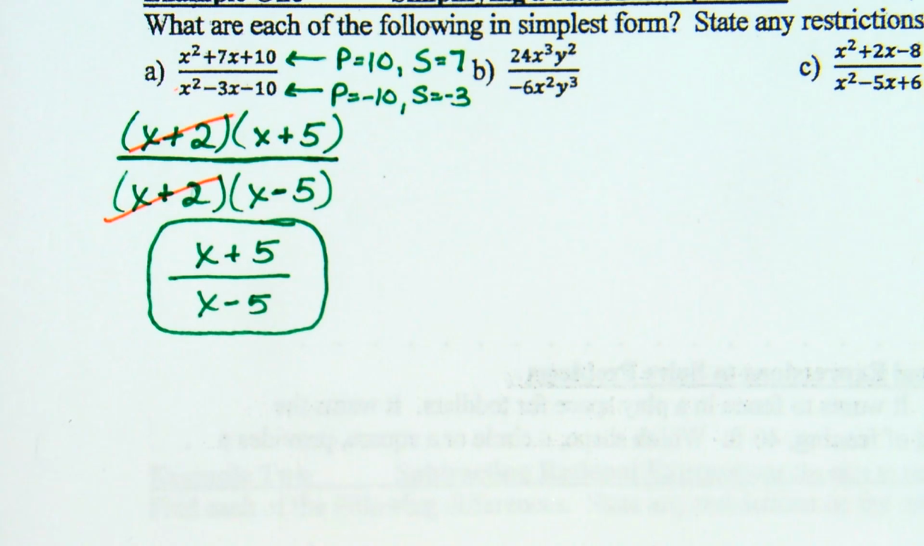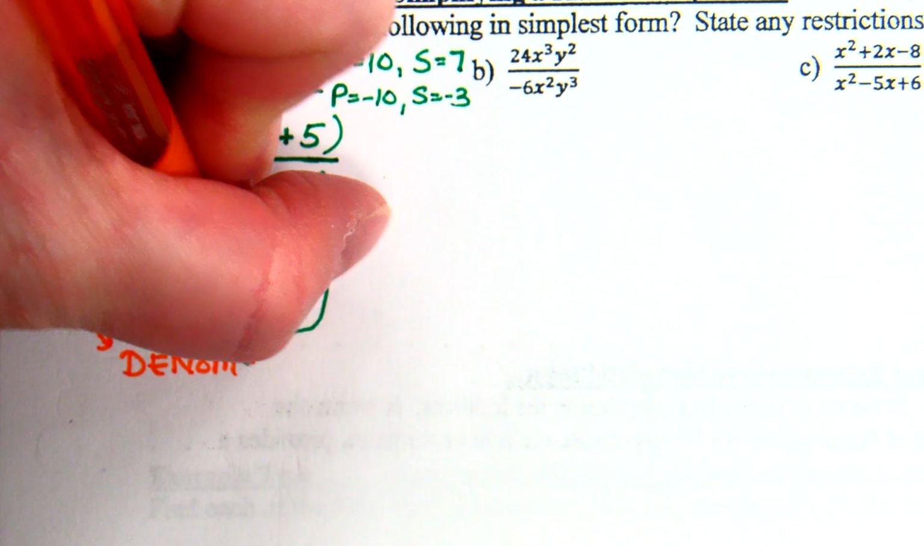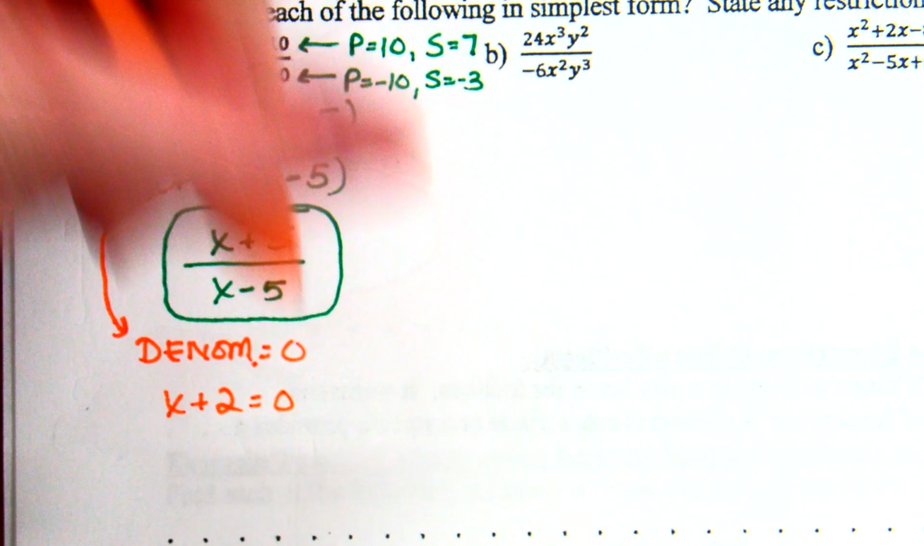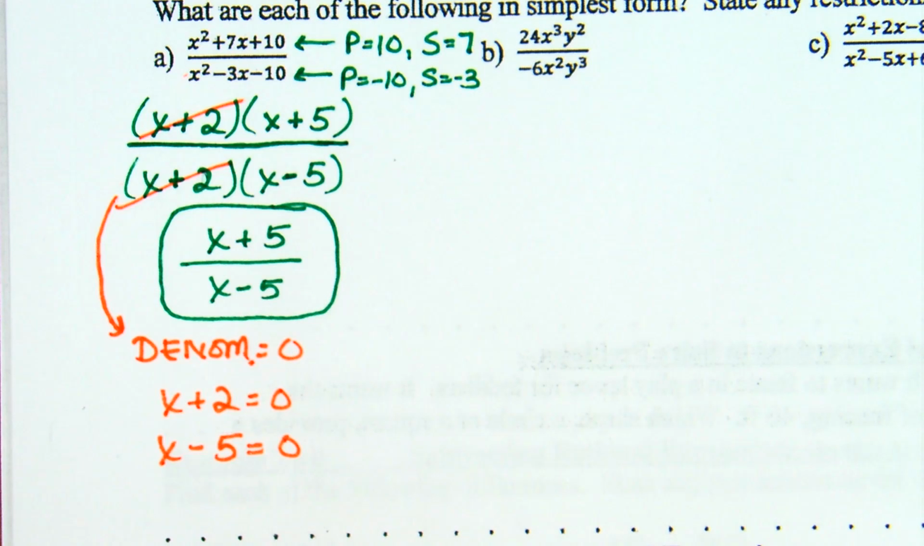So denominator equal to 0 is what we're doing. And when I say denominator equal to 0, it's all parts of the denominator. Even if it got canceled, was it still in the denominator at one point? Anything that was ever part of the denominator has to be set equal to 0. So that means I'm going to set x plus 2 equal to 0, and I'm going to set x minus 5 equal to 0.